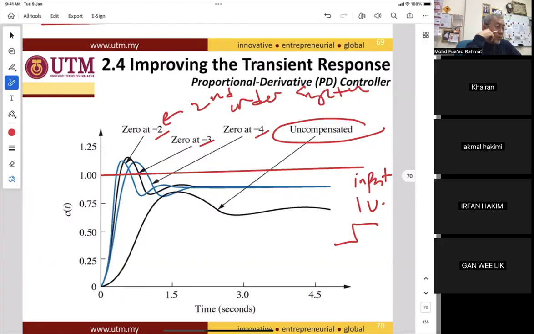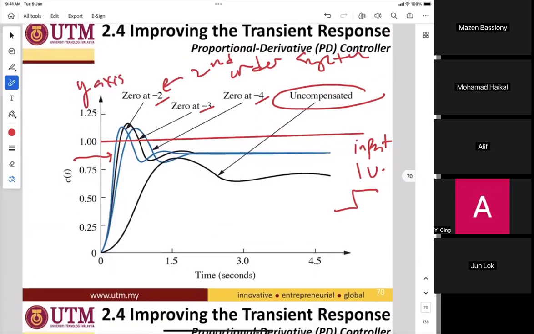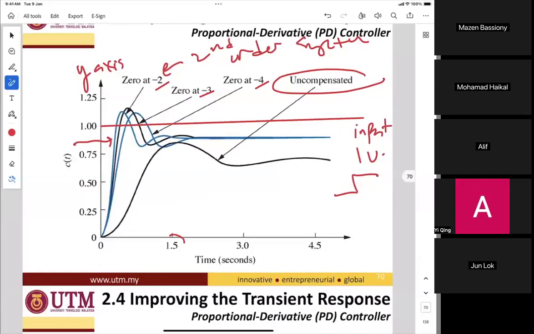So which one is the best one, the faster one from the graph? Zero at -2, zero at -3, zero at -4, or the uncompensated system? Which one is the fastest response? Zero at -2. This one is the fastest, which is near to the y-axis. Below, this is 1.5. I think it's about below 1 second.